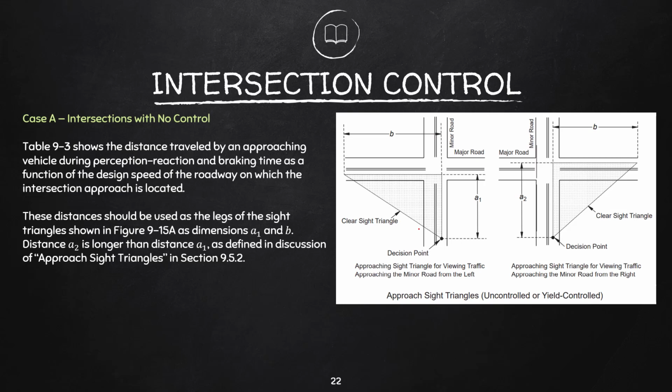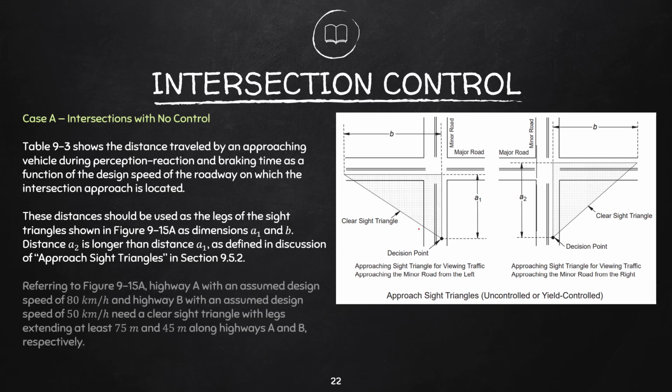These distances should be used as the legs of the sight triangle shown in figure 9-15A as dimensions A sub 1 and B. Distance A sub 2 is longer than distance A sub 1 as defined in the discussion of approach sight triangles in the previous parts of this video. Referring to this figure, highway A with an assumed design speed of 80 kph and highway B with an assumed design speed of 50 kph need a clear sight triangle with legs extending at least 75 meters and 45 meters along highways A and B.